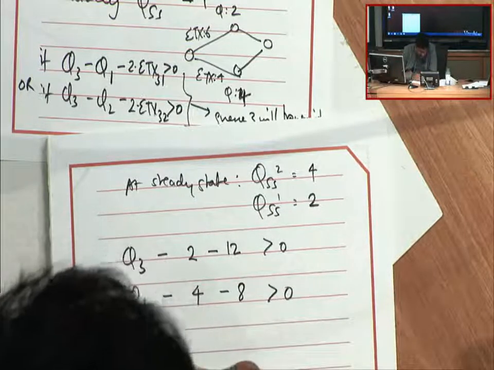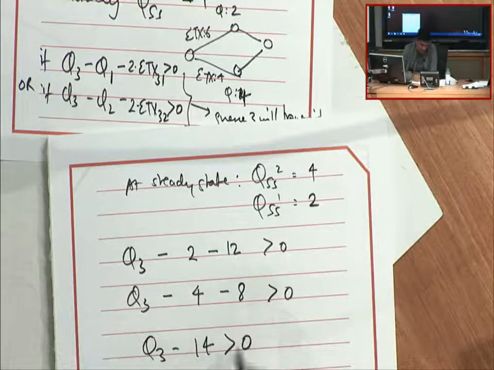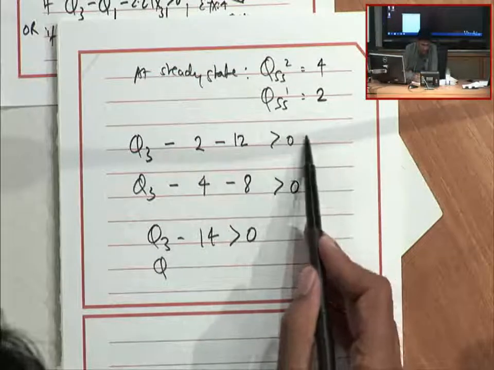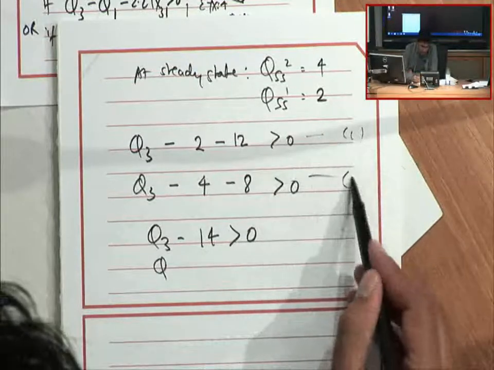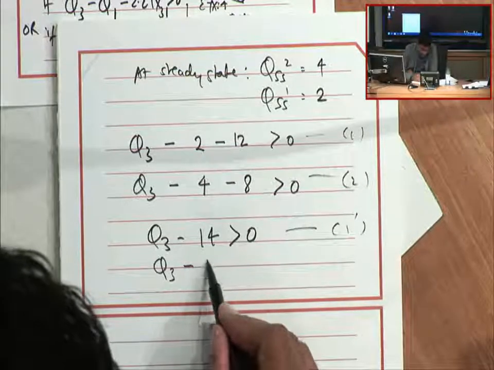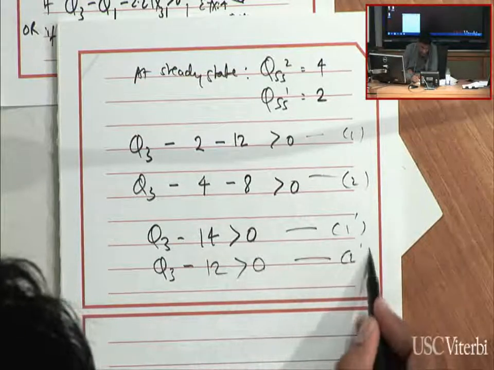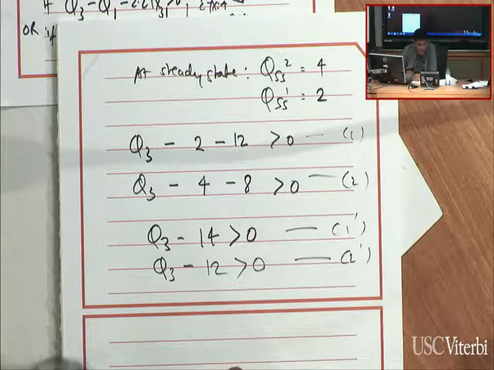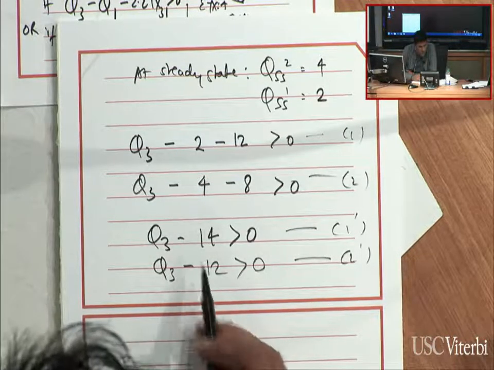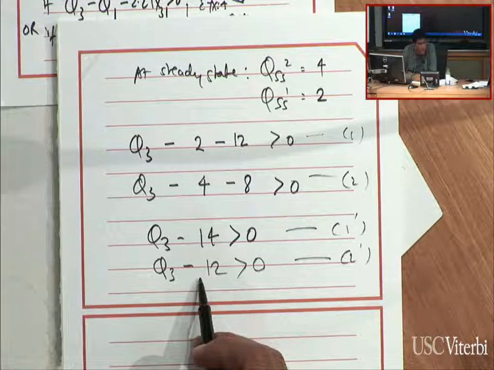The first one is saying Q3 minus 14 is bigger than 0. The second one, right, so this is sort of case 1, this is case 2. So this one's implied by case 1, and case 2 implies this. So basically, if the queue satisfies either of these two conditions, we're going to move a packet.